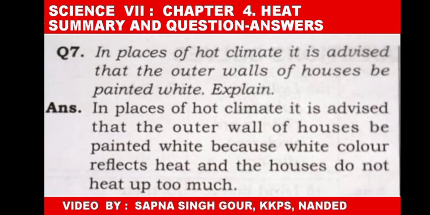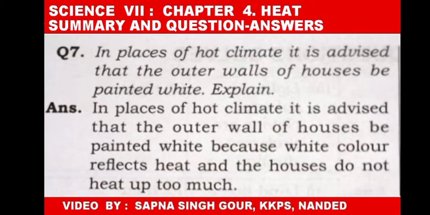Next, question number 7. In places of hot climate, it is advised that the outer walls of houses be painted white. Explain. In our country, if you visit Rajasthan state, where the temperature is hot, you can find most of the houses have walls painted white in color. Why? What is the reason?